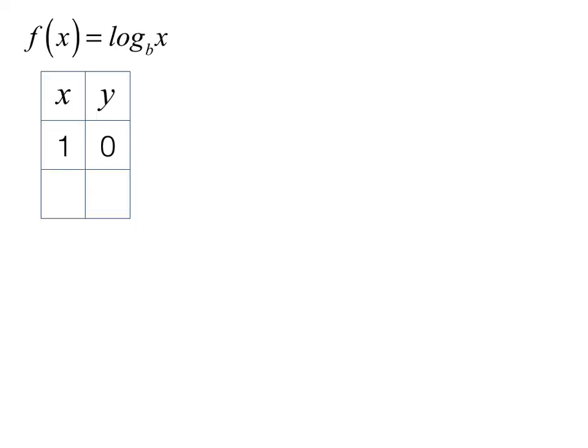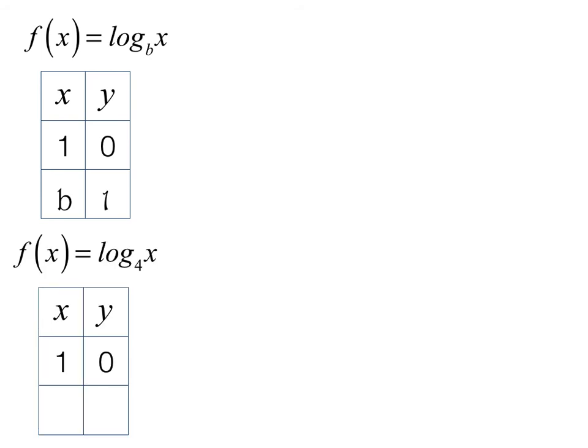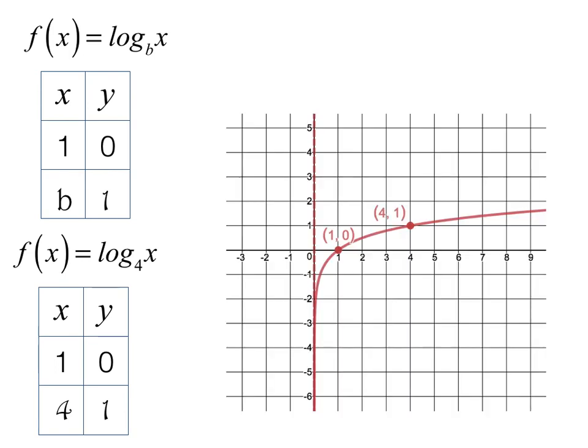Just remember, log base b of x. It's the parent function. There's no transformation. That reference point (1, 0) is there, and whatever that b value is, the y value is going to be 1. For example, log base 4 of x. The reference point is there, (1, 0). If I pick 4 for my x value, the y value is going to be 1. And here's what the graph looks like. The asymptote, x equals 0. Domain is from 0 to infinity. The range is from negative infinity to positive infinity.